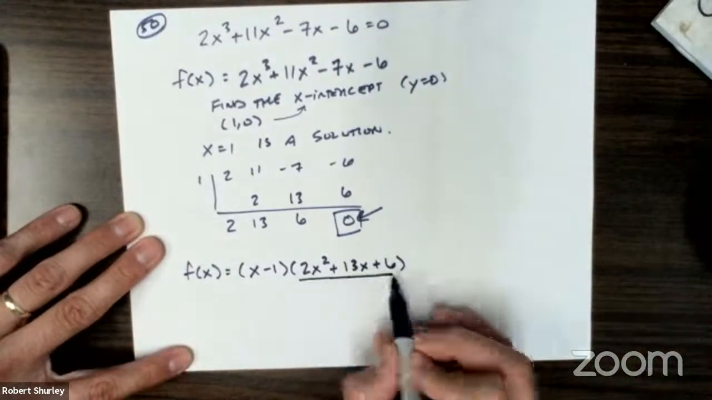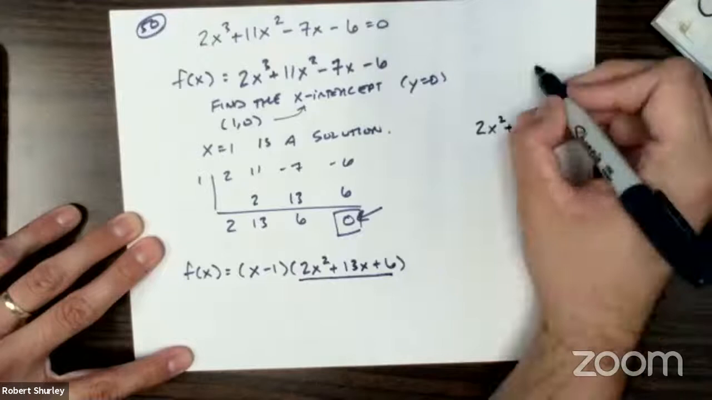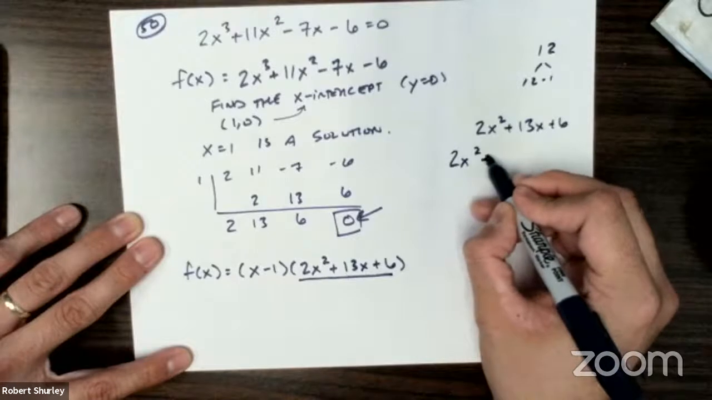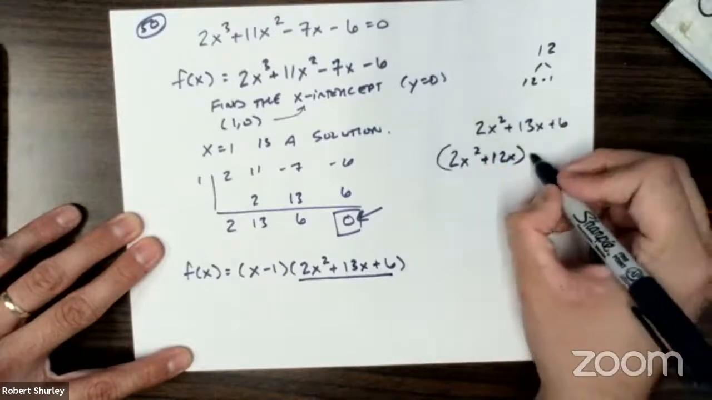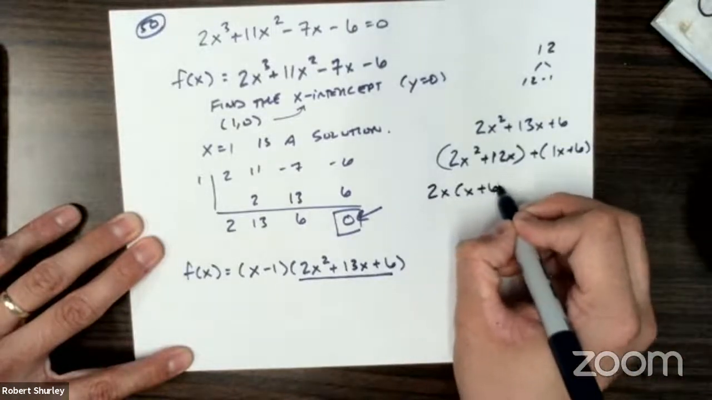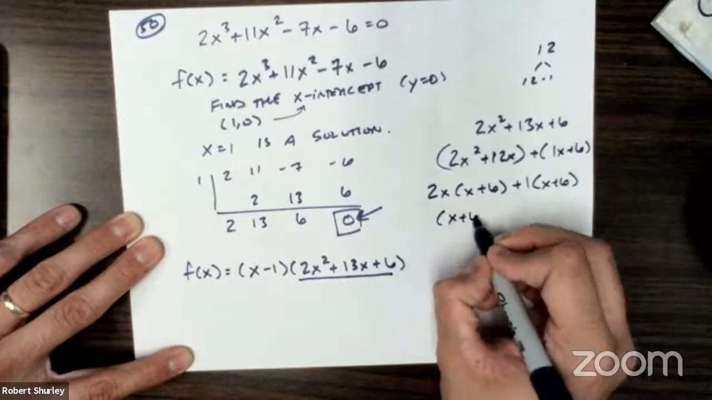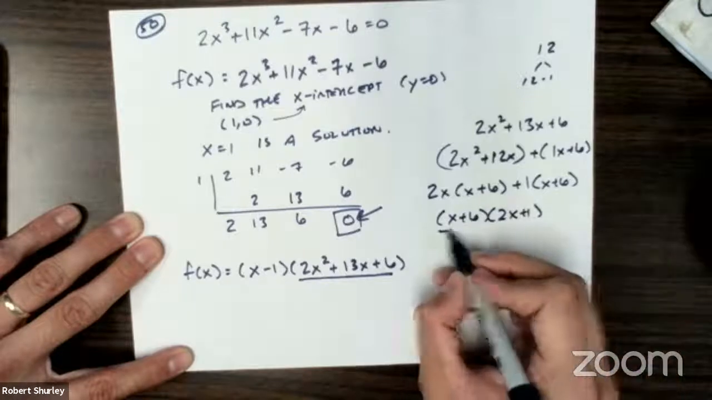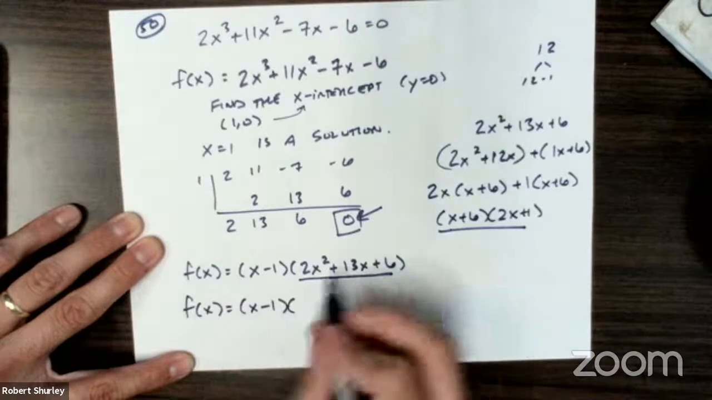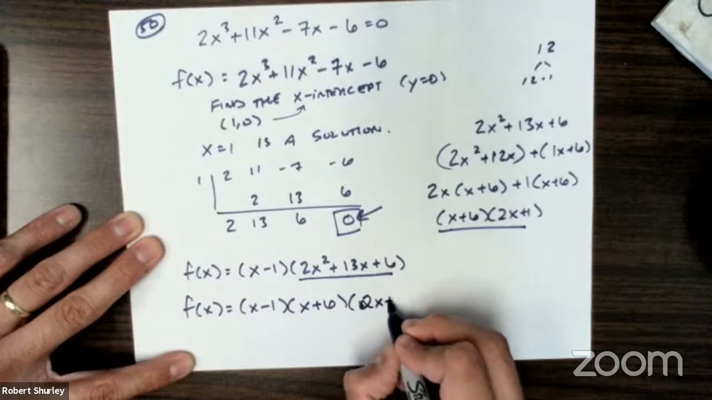Now, this factors. That's 12 times 1. So it winds up being 2x squared plus 12x plus 1x plus 6. I can factor a 2x out, and I'm left with x plus 6. I know I'm zooming here, guys, but I don't have any time left. So we wind up with x minus 1 times x plus 6 times 2x plus 1.